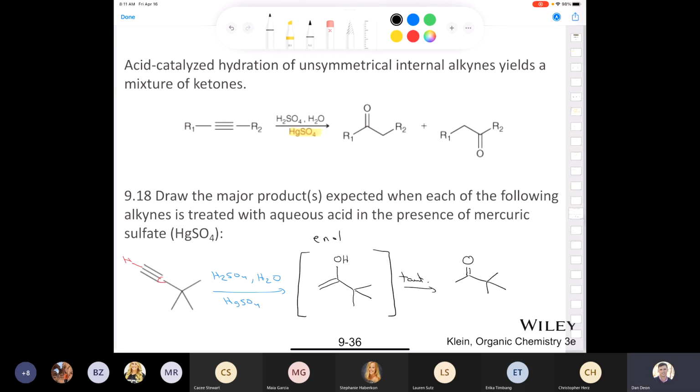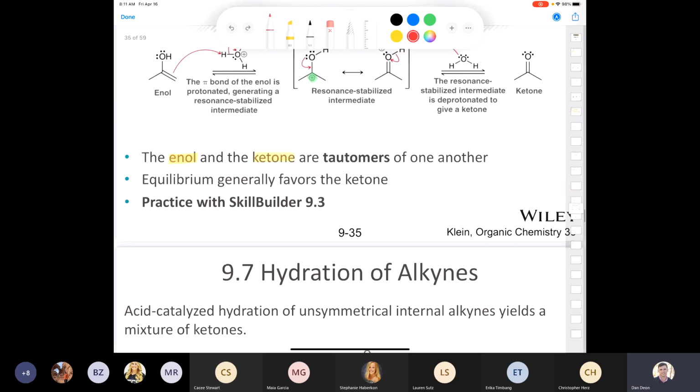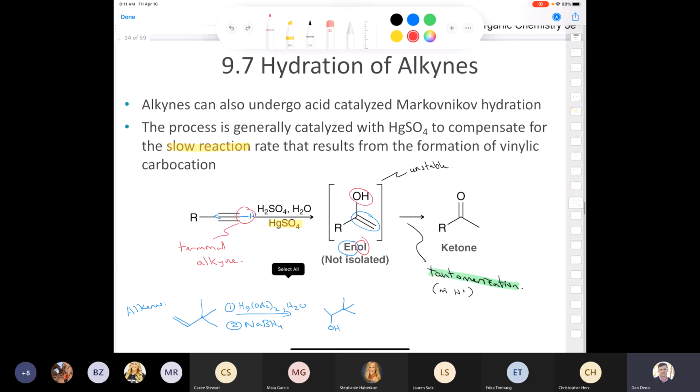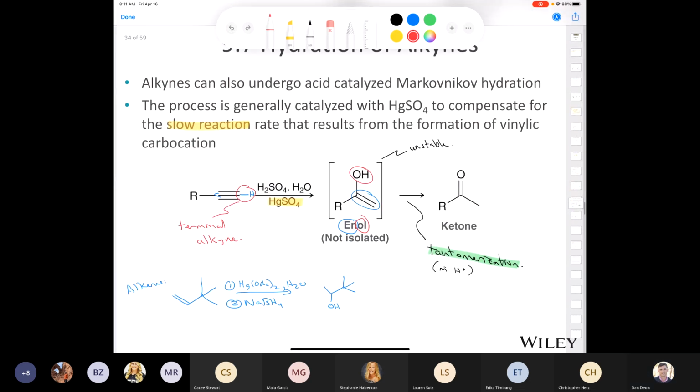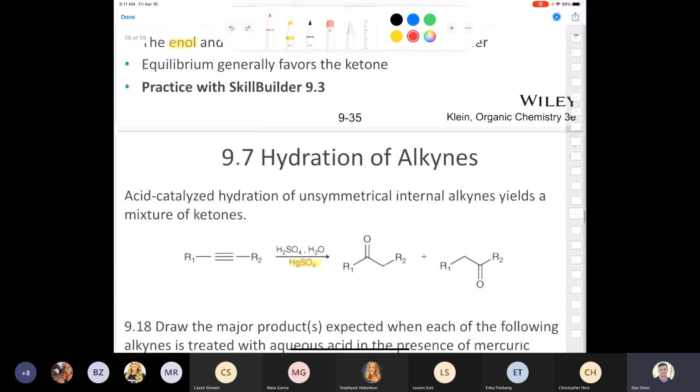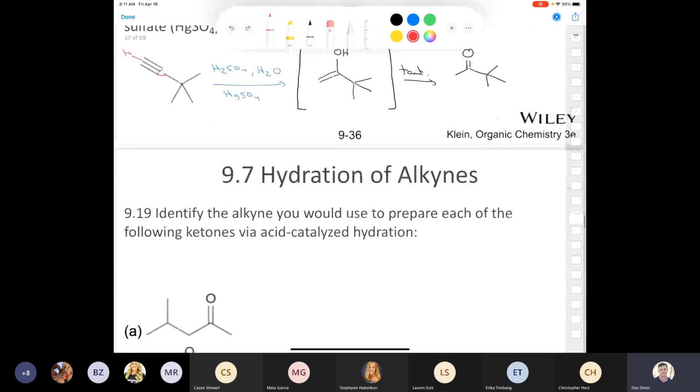And you probably notice that it's not just any kind of ketone, they're methyl ketones, right? This group here is always a CH3. That's a methyl group, right? If we go back here, this is a methyl ketone when we treat a terminal alkyne with sulfuric acid, water, and mercuric sulfate. Same thing here, we get a methyl ketone.